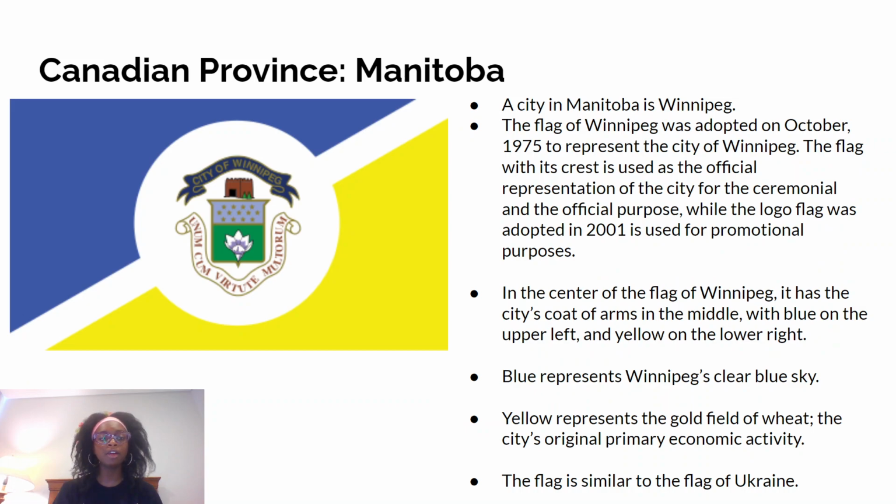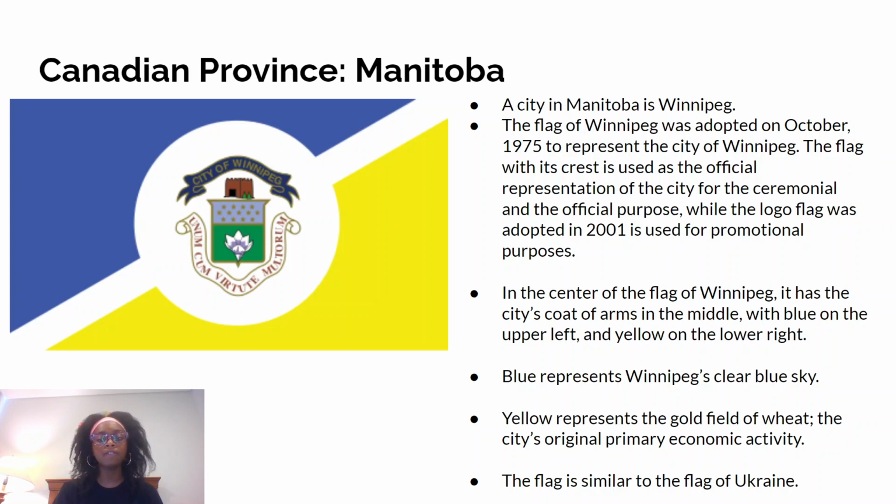And finally, we have another Canadian province, Manitoba. A city in Manitoba is Winnipeg. The flag of Winnipeg was adopted in October 1975 to represent the city of Winnipeg. The flag with its crest is used as the official representation of the city for ceremonial and official purposes, while the logo flag, adopted in 2001, is used for promotional purposes.